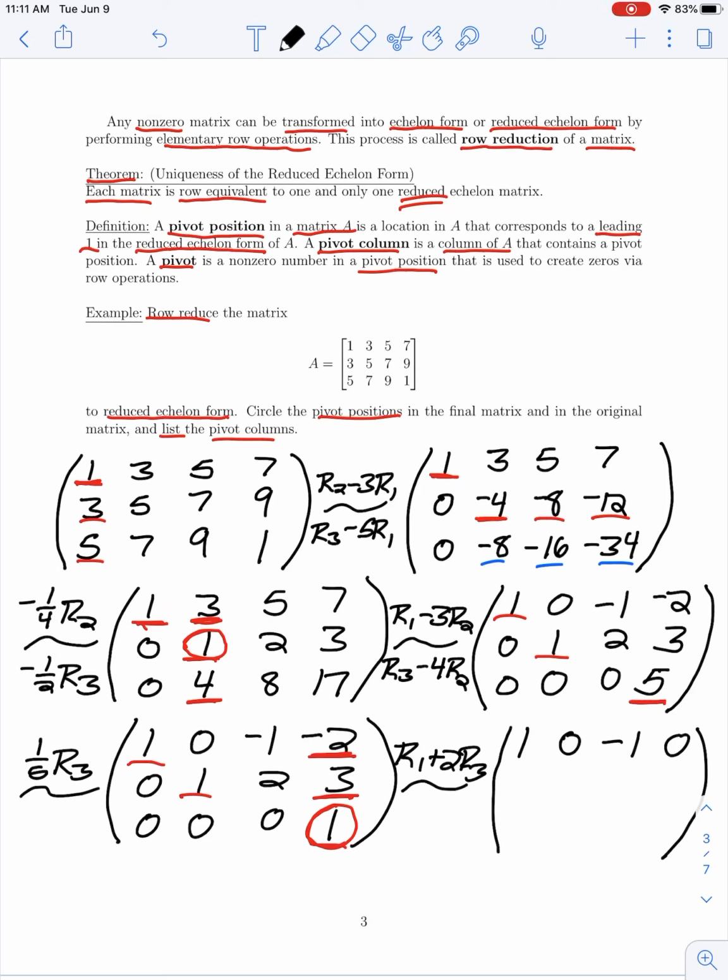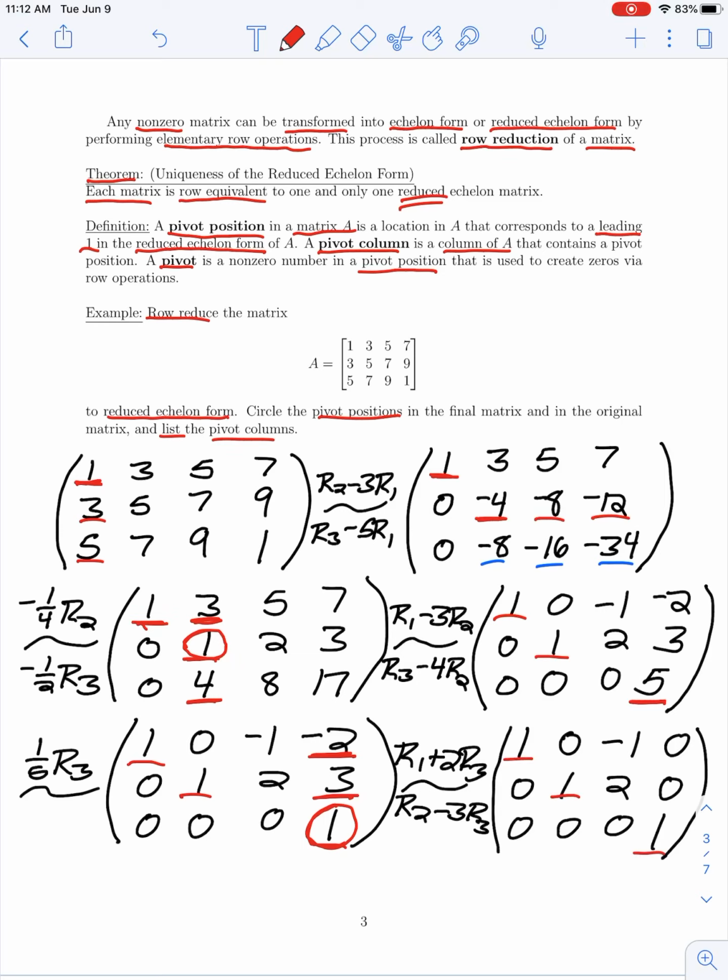For the 3 appearing in the last column of my second row, to kill that off using the leading 1 in my third row, I could take row 2 and subtract from it 3 times row 3. So that would give me a second row of 0, 1, 2, 0, and my last row is 0, 0, 0, 1.